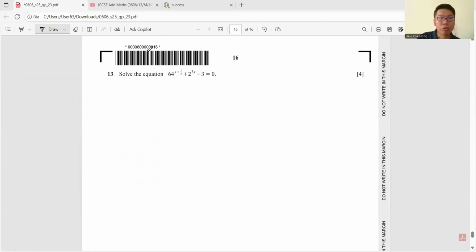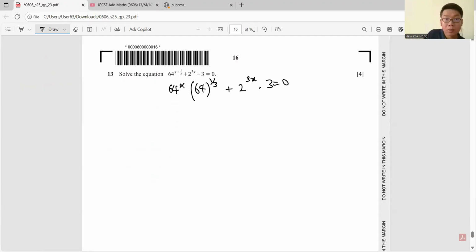Question 13, you need to solve the equation. This question, you need to deal with some indices. Plus means times. 64 is 2 power 6.